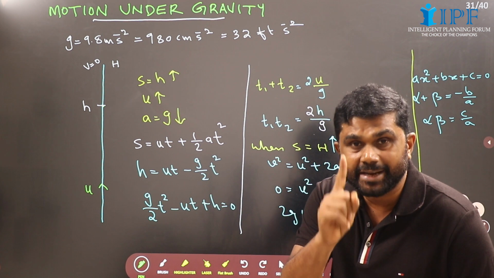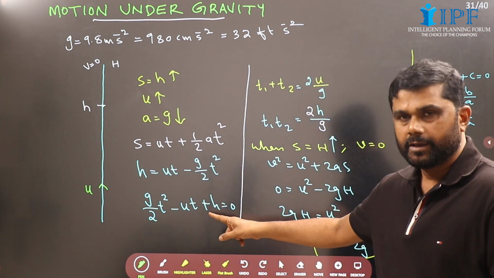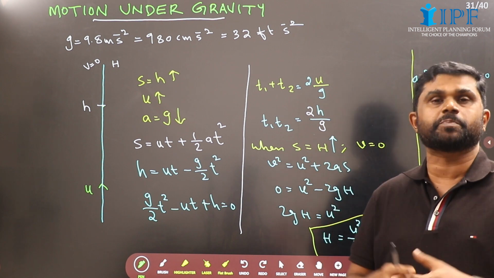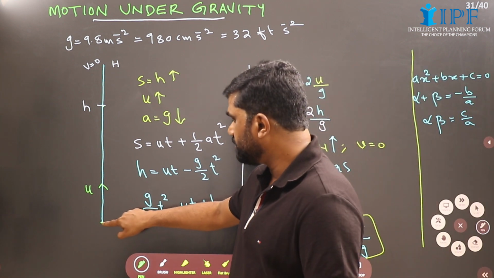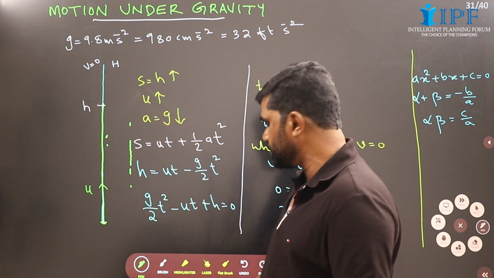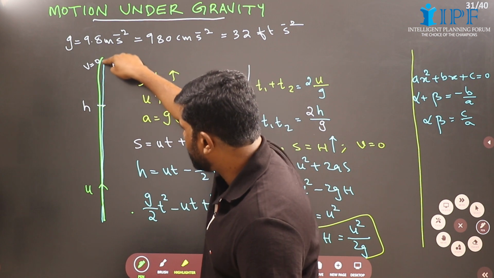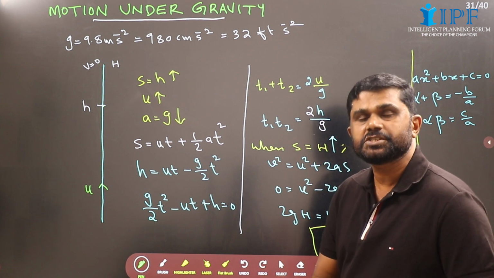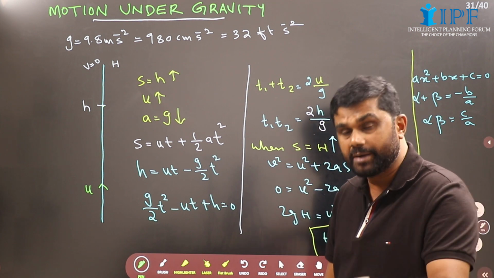Means the body will have the same displacement h at two instants of time, because t represents time. Let me repeat. If this equation satisfies for two values of t, means the body will have the same displacement at two instants of time. What is the physical significance? When the body is projected with an initial velocity u, after a time t, during the upward motion it reaches here and its displacement is h. When it comes down, it goes like this and after some time it comes down. During the downward motion, when it reaches the same position, its displacement is the same. So the body has the same displacement h at two instants of time, one during upward motion and the other during downward motion.